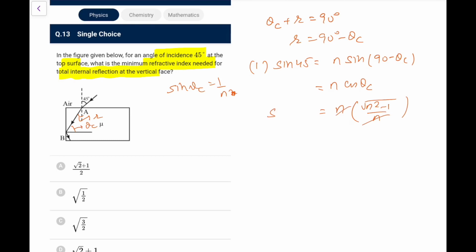So n goes, sine 45 degree, that is 1 by root 2, is (n square minus 1) to the power half. So n square minus 1 is half, so n square comes out as 3 by 2, so n is root 3 by 2 for the limiting case. You could go for this.